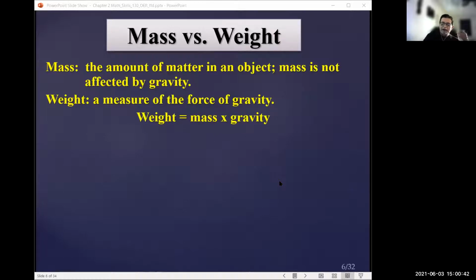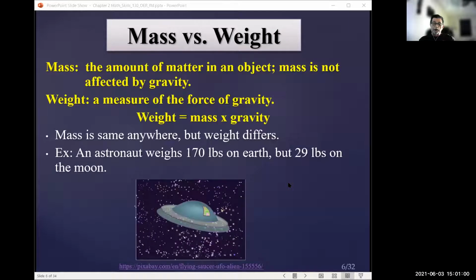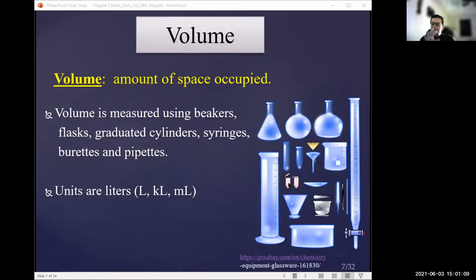By definition, weight is equal to the mass times the gravity here on Earth, which is, I believe, 9.8 something meters per second squared. Anyway, that gravity would change depending on where you're at. So if you weigh 170 pounds on Earth, you're going to be about 29 pounds on the moon. But we interchange that. So you might hear me say weight when I'm talking about mass, and vice versa.